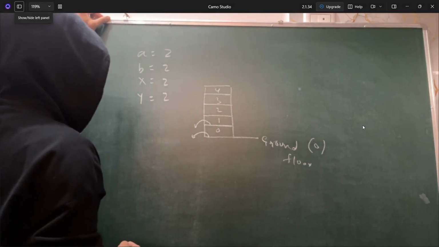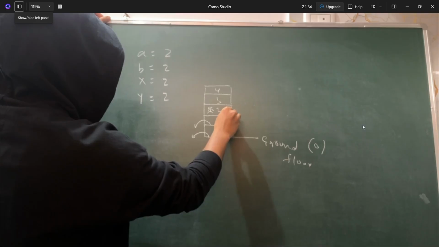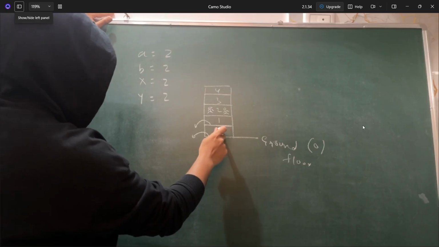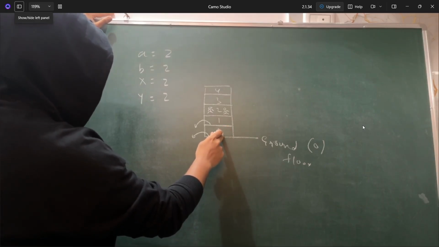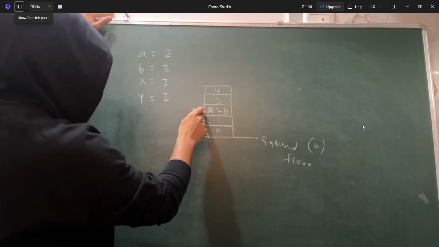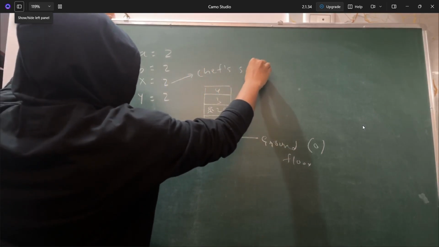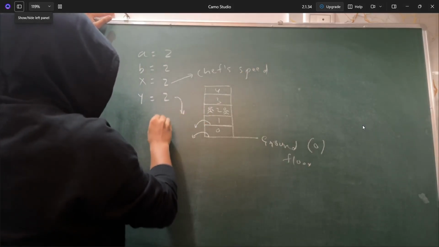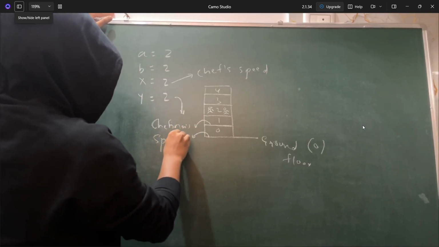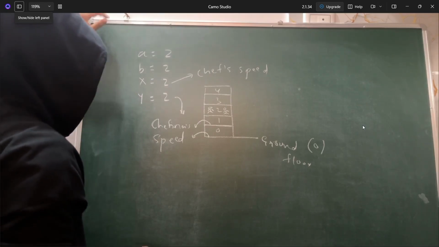Now both Chef and Chefina are at the second floor. So they are both at this floor, and they'll have to reach the ground floor. In the question they have said they can climb down, Chef at x floors per minute, this is Chef's speed, and this is Chefina's speed, y floors per minute.